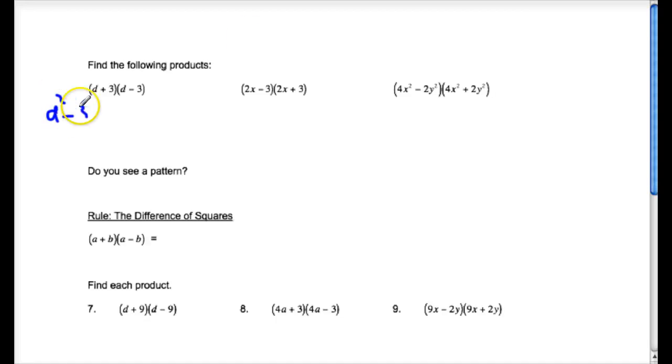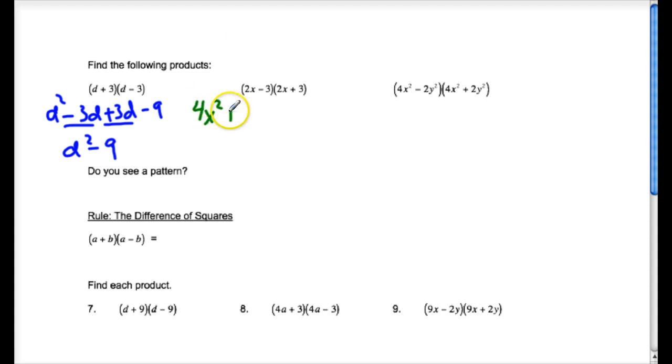First, outside, inside, last. You get a binomial. How many people got d squared minus 9 for the first one? What happened to the middle two terms? They cancel each other. They make 0. Let's see if that always happens.